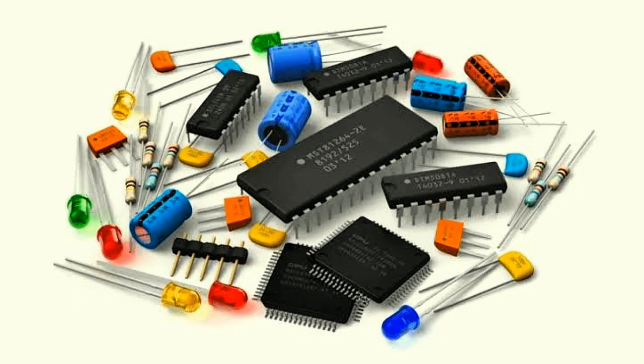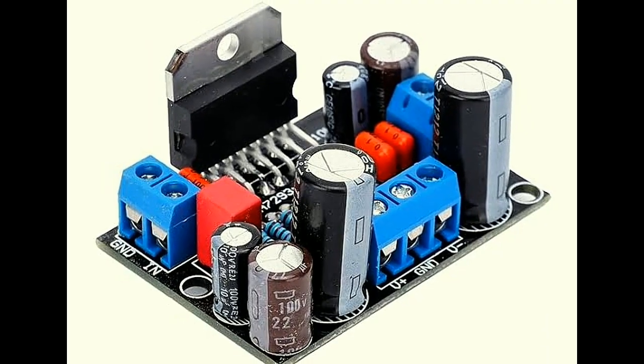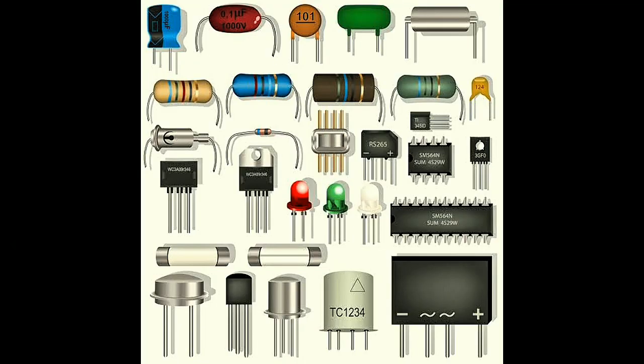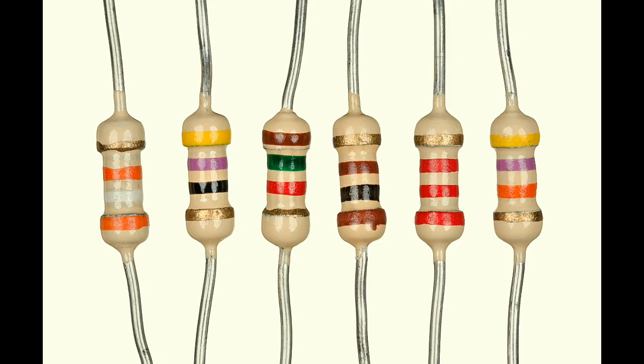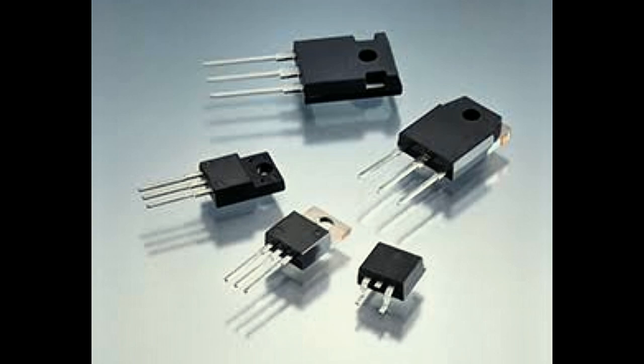What are electronic components? In electronics, components are the building blocks of any circuit. Think of them like ingredients in a recipe. Each component has a unique role. Some resist, some store, some amplify, and others switch things on and off.